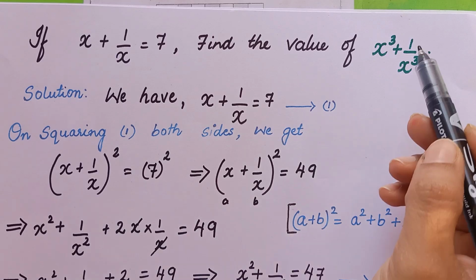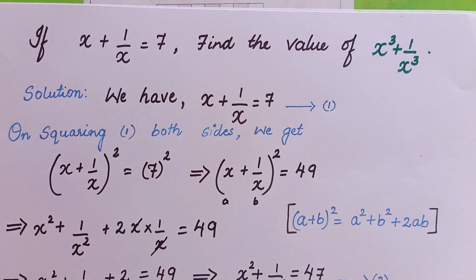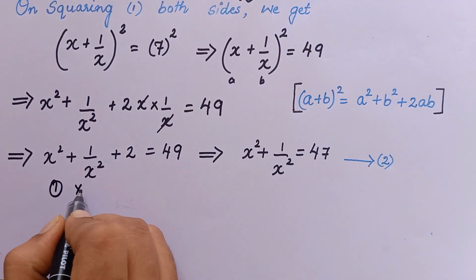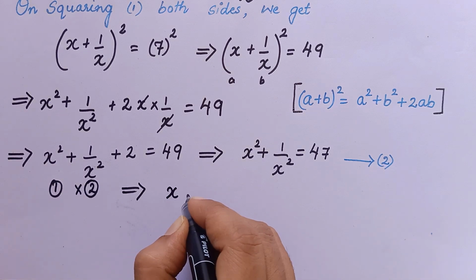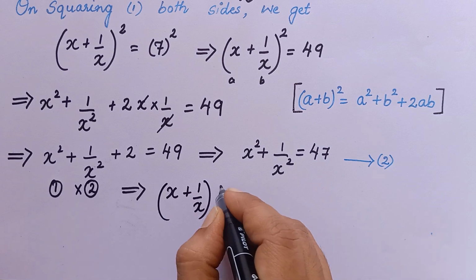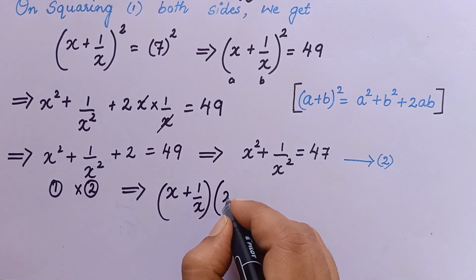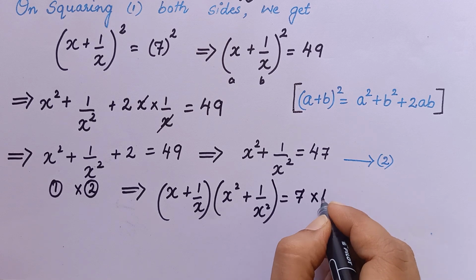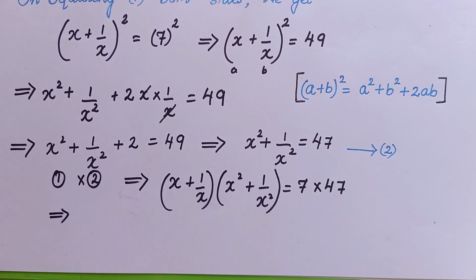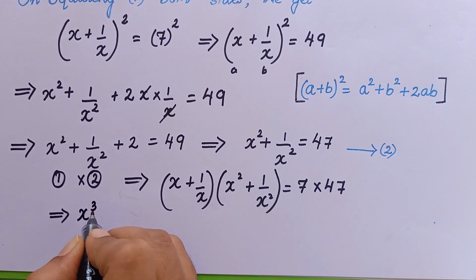But in the question we'll have to find the value of x cube plus 1 by x cube. So what we can do is we'll have to multiply equation 1 by equation 2, that is multiplying the LHS terms and multiplying the RHS terms. We get x plus 1 by x into x square plus 1 by x square equals 7 into 47. Now we'll multiply these two terms.